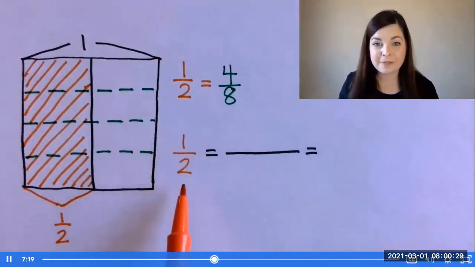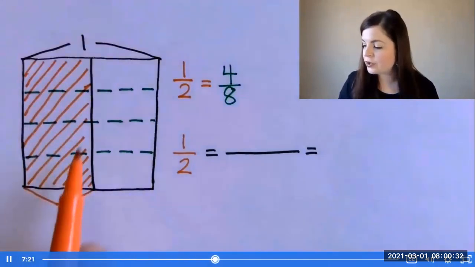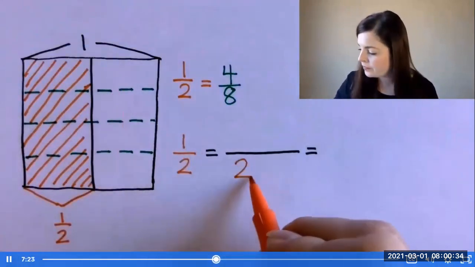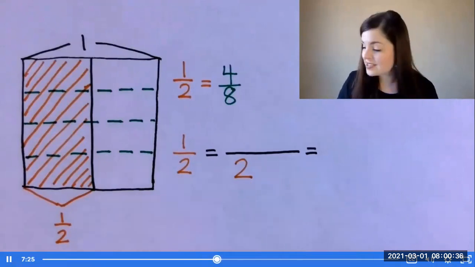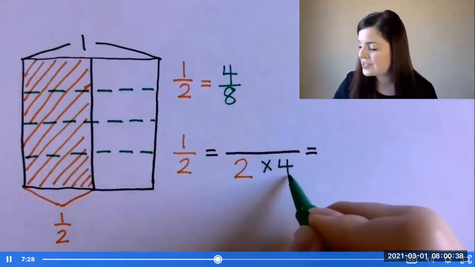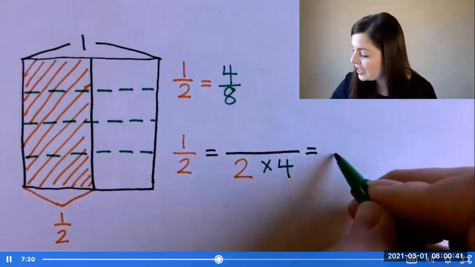We started with 1/2. In the beginning, we had 2 units in the whole. And when we drew those horizontal lines, we got 4 times as many units in the whole. Now we have 8 units in the whole.